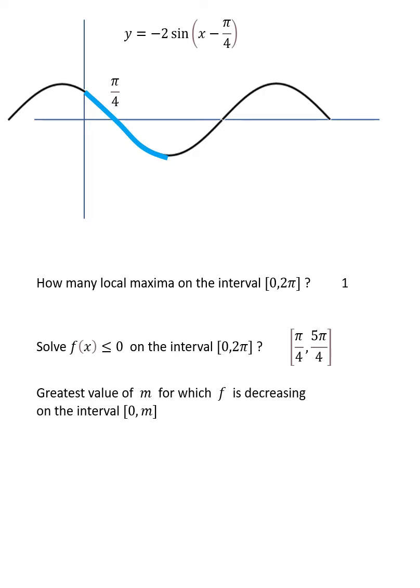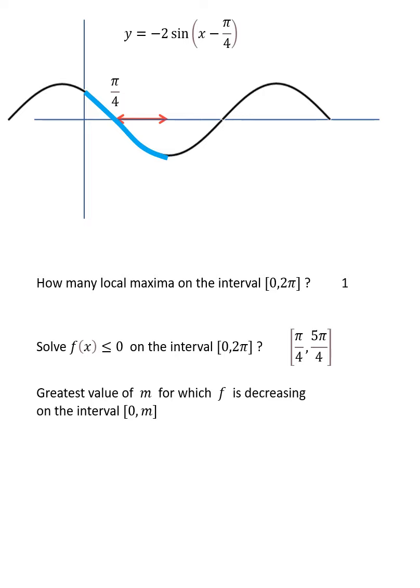Now I could make something shorter than that, and it would still be true that the graph is decreasing from 0 to something shorter, but we want the greatest value of m. We want to extend that out as far as possible. So there's the largest interval, 0 to something, where the function is decreasing. Just a matter of finding out where that interval ends.